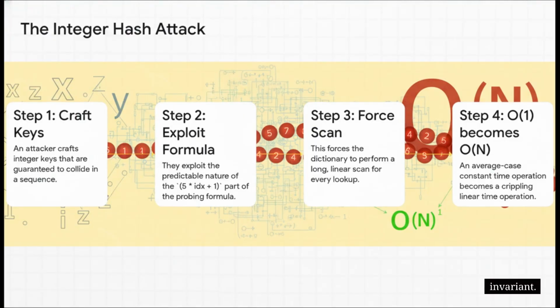So here's how the attack works. A clever attacker realizes they don't even need to find keys that have the same hash. Instead, they can reverse engineer that probing formula. They can craft a very specific set of integer keys that are guaranteed to collide with each other, one after the other, creating this long, ugly chain of probes. They are literally forcing the dictionary into its absolute worst-case behavior, turning every lookup into a long, painful walk down the table. And the result?